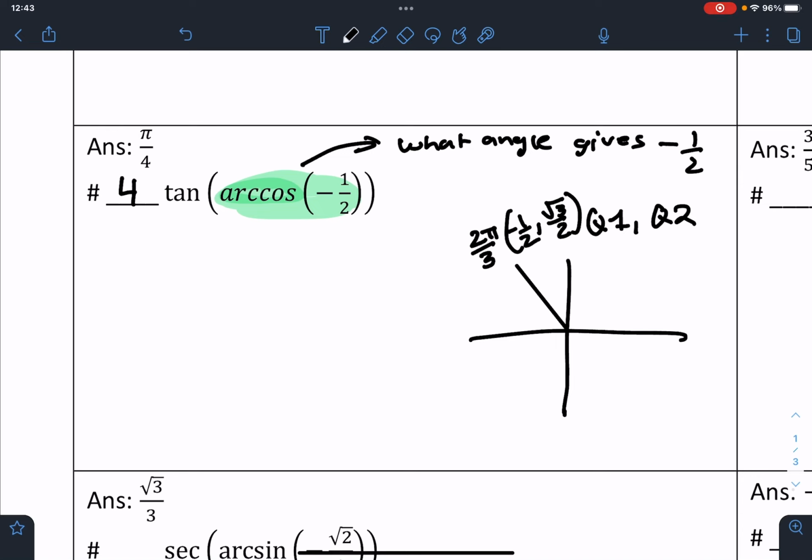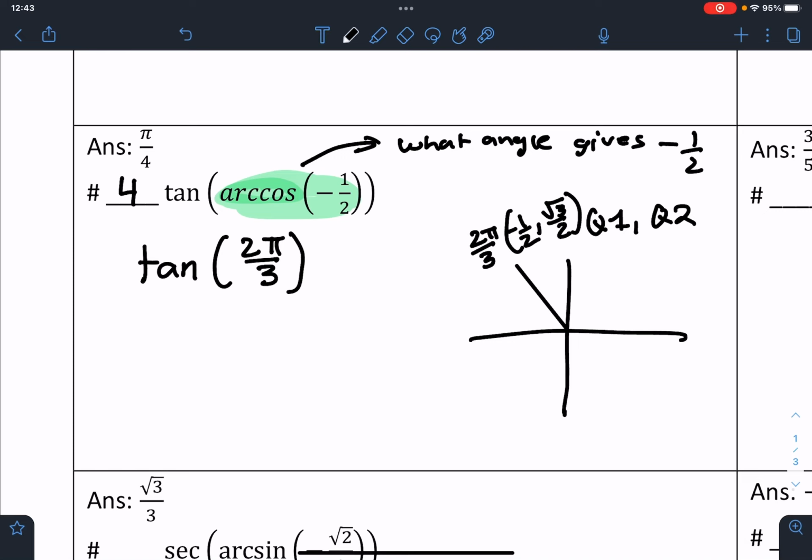So if I'm doing cosine, that means it should be my x value. So the answer to this is tangent of 2 pi over 3. I want us to notice that 2 pi over 3 is in the second quadrant. Our x values are negative, and it meets the requirement of being in either quadrant 1 or 2 based on our restrictions. Now we're solving for tangent of 2 pi over 3.